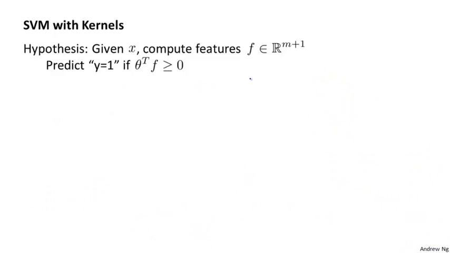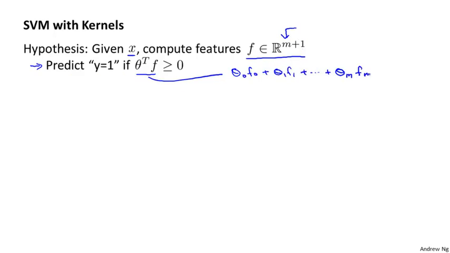If you already have a learned set of parameters theta, then if you're given a value of x and you want to make a prediction, what we do is we compute the features f, which is now an R^(m+1) dimensional feature vector. And we have m here because we have m training examples and thus m landmarks. And what we do is we predict 1 if theta transpose f is greater than or equal to 0, right? So theta transpose f, of course, is just equal to theta 0 f0 plus theta 1 f1 plus dot dot dot plus theta m fm.